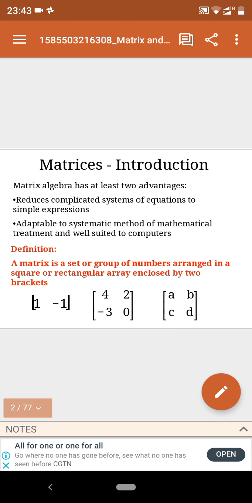Like there are a few examples, like the first one is 1, minus 1, then there is 4, 2, minus 3 and 0. They are not expressing any value, they are just arrangements. So whenever you write this, the arrangement has to be rectangular. Rectangular in the sense, बोले तो, a rectangle has opposite sides equal.